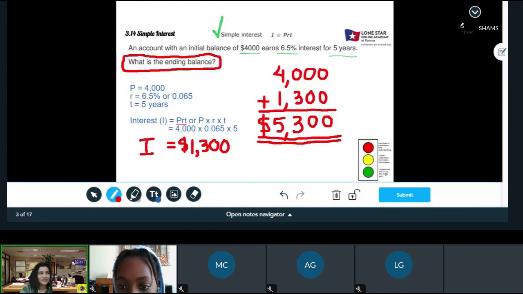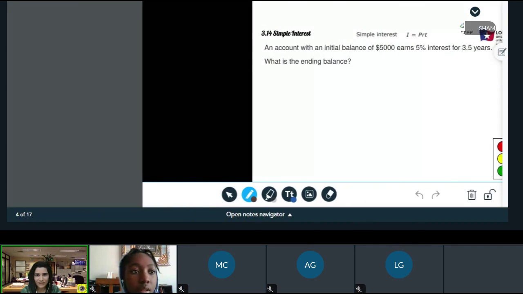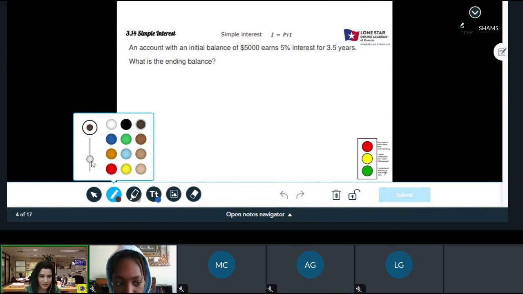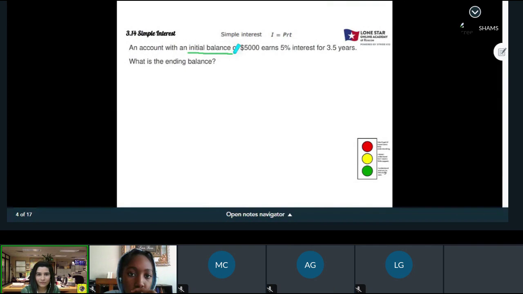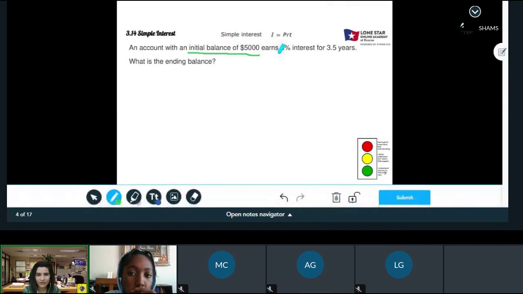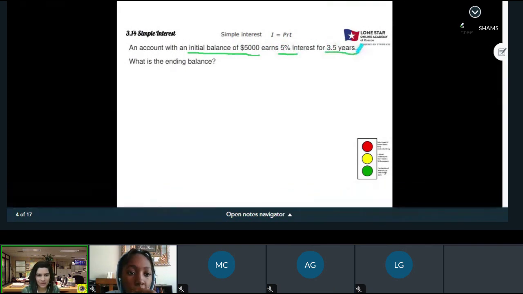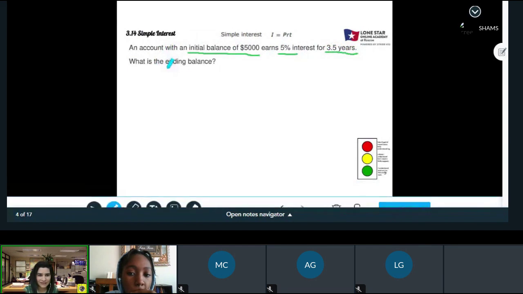Let's try one more. So the entire quiz will have very similar questions. Let's see. If you guys understand it, go ahead, show me your understanding on this problem. This is the next version of question 1. And let's read. An account with an initial balance of $5,000 earned 5% interest for 3.5 years. What is the ending balance?